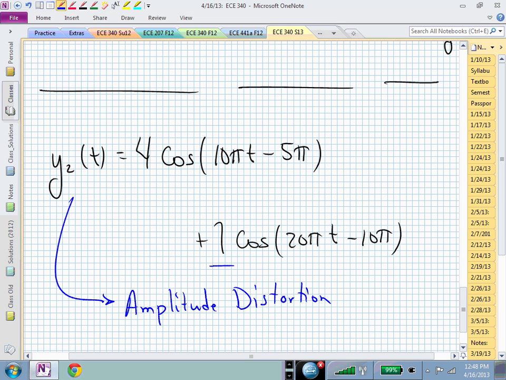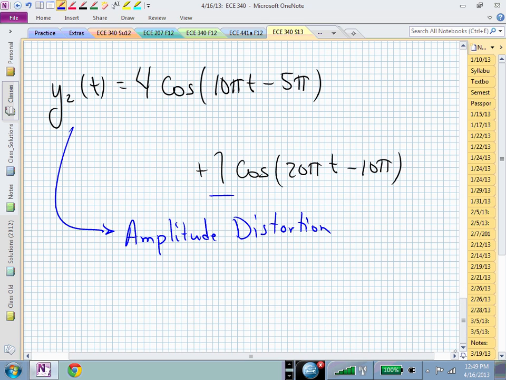What about the phase? Do we have phase distortion? If we go back and remember what we had in y sub 1, this is exactly the same argument in both cosines, and those had the same delay. So there is no phase distortion in this signal. Both components experience the same amount of delay.